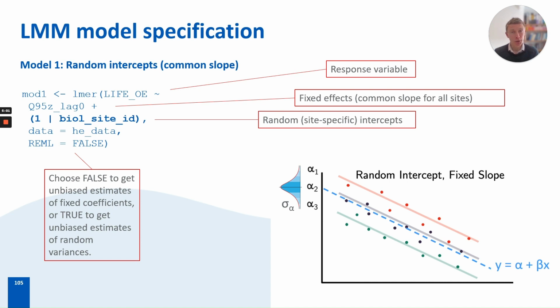This might seem a little bit odd, but the model fitting process essentially works as a two-step process. We either estimate the fixed effects first and then the random variances as a second step, or vice versa.